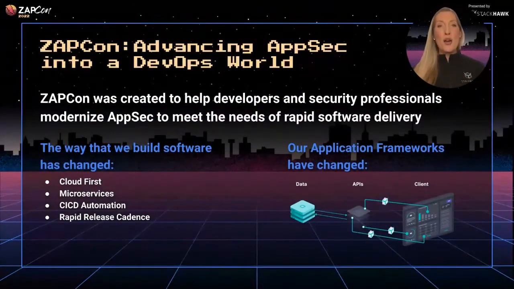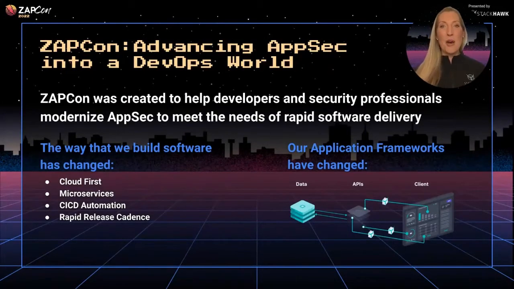ZAPCon is a conference all about helping developers and security professionals modernize AppSec and their use of open source Zap to meet the demands of rapid software delivery. We face a couple of realities of DevOps. The way that we build software has changed. Applications are cloud first. They are deployed with microservices architecture for rapid software delivery, and testing and releases are automated in CI/CD pipelines, all to support companies in rapidly delivering software, which we should think about as value, to our customers faster. What's more is application frameworks have changed.